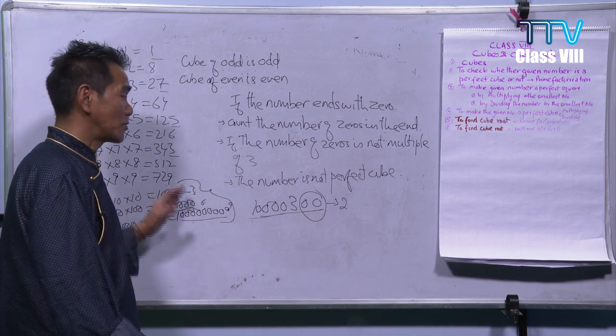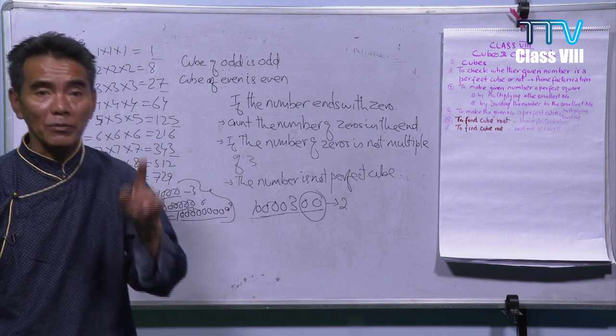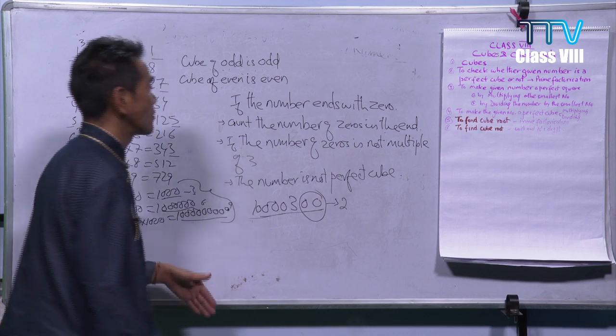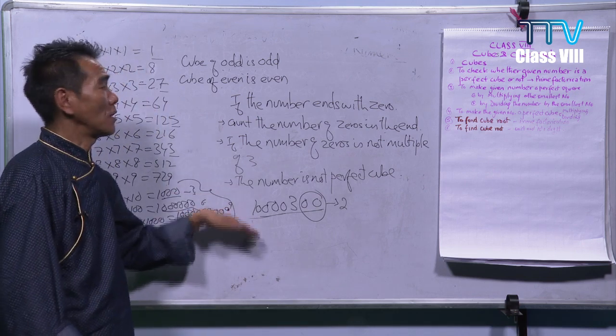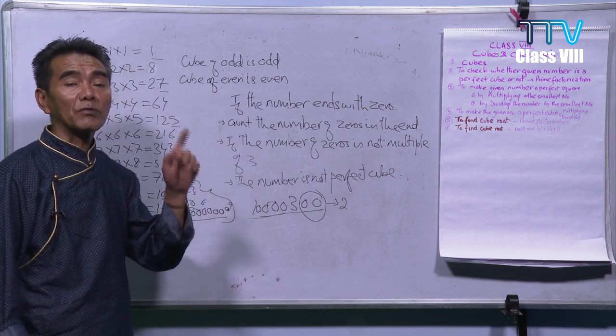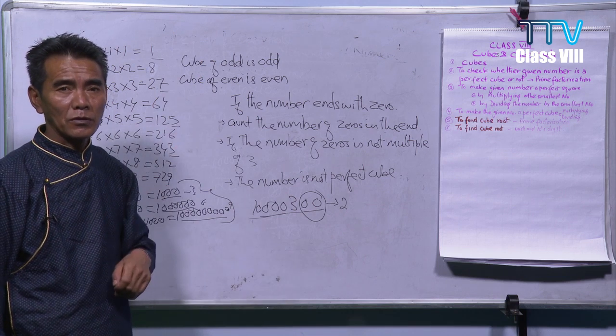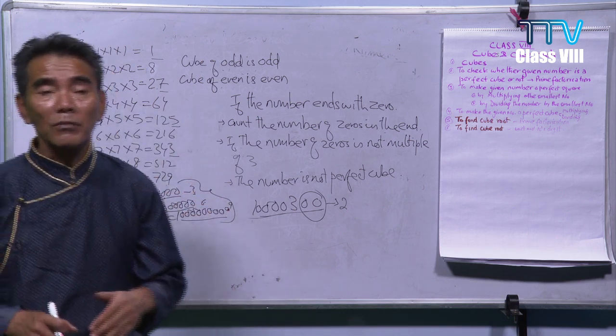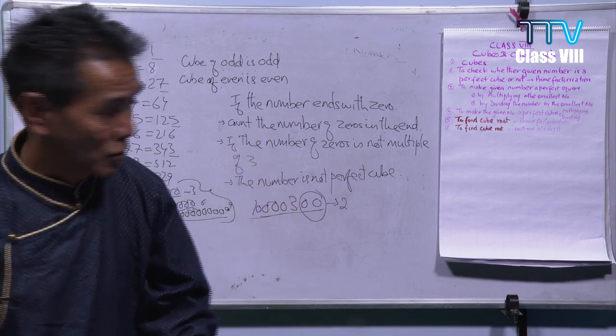If the number does not end with 0, it can still be a perfect cube, so we still have to check. For that we use the multiplication and the prime factorization method.